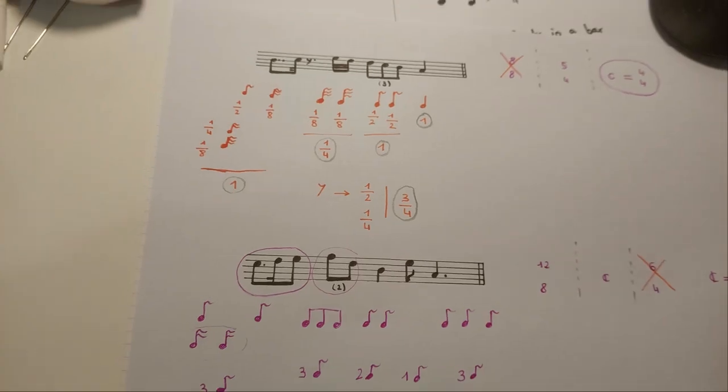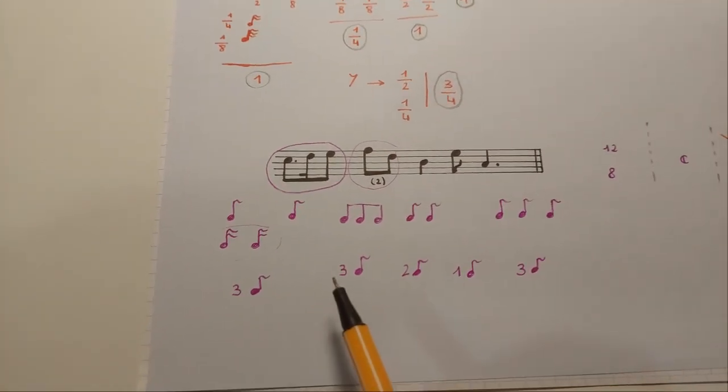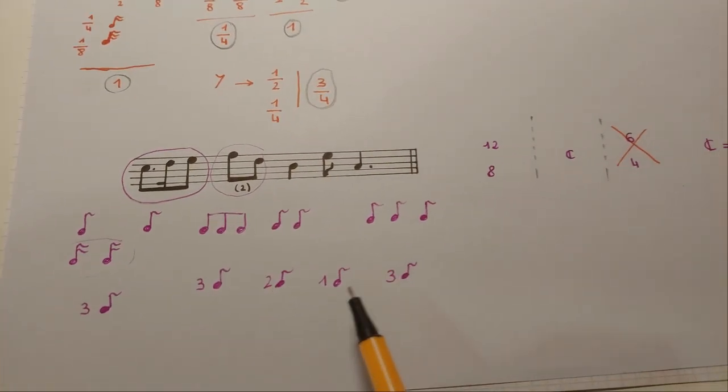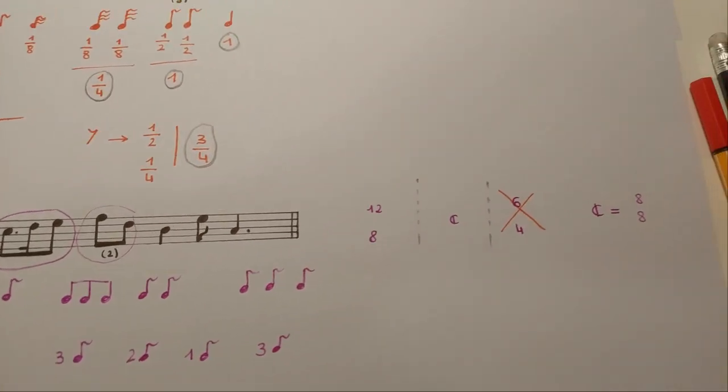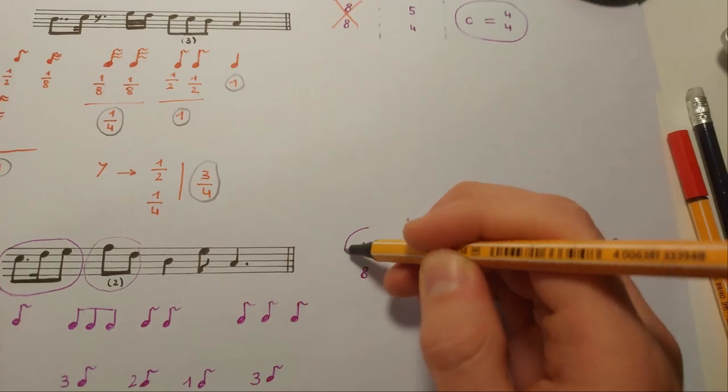Right, and here we're good. So we have 3, 6, 8, 9, 12. So we have 12 quavers. Thus, the right answer is this one.